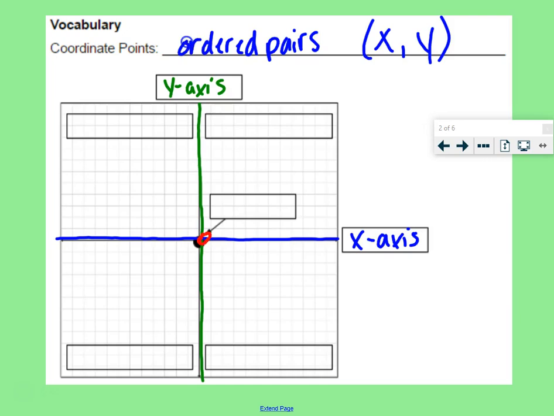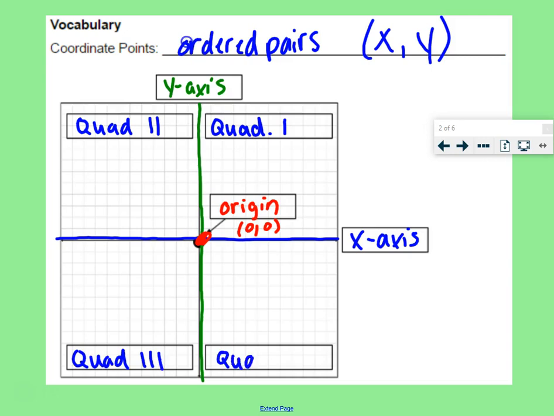The point right in the middle where the two axes meet is called the origin, and it has a point of (0, 0). The two axes split the graph into 4 different sections, which we call quadrants. So this would be quadrant 1, this would be quadrant 2, this would be quadrant 3, and we do use Roman numerals for labeling them, and this would be quadrant 4.